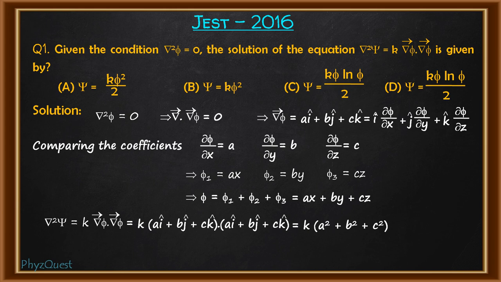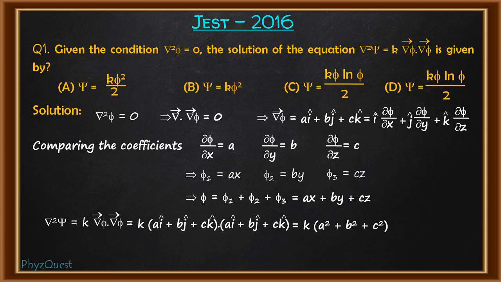Now the question is, we need to find out the solution of this expression. That is, we have to actually find out the relationship between psi and phi. Now the Laplacian operator is a double differential operator. That is, it has del square by del x square, del square by del y square, and del square by del z square components.